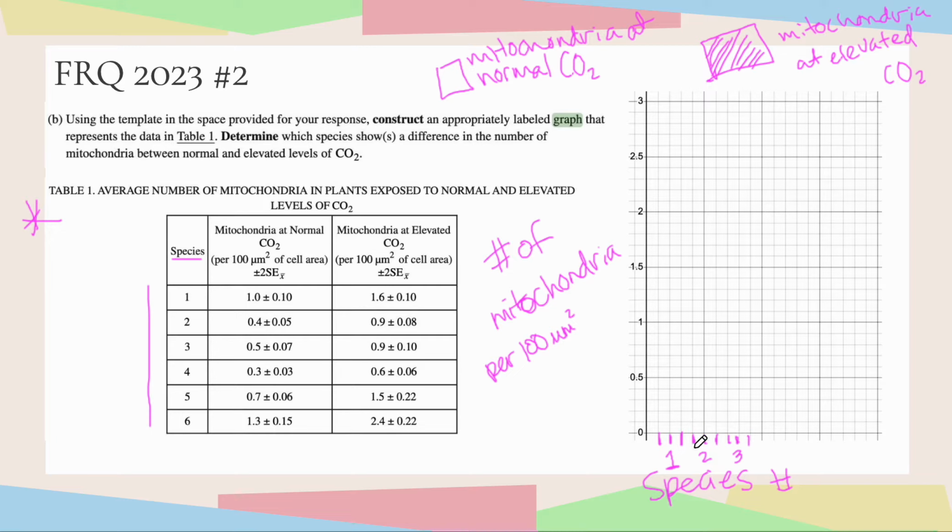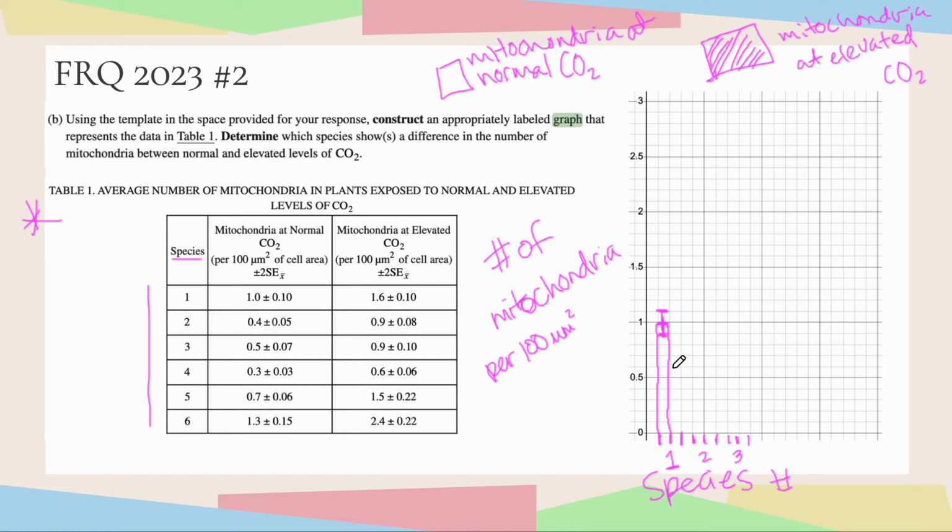So for species number 1, I have a mean of 1 and a standard error of my mean at 0.1. So the height of my bar, I'm going to draw it up to my mean of 1, like so. And then for my standard error, I'm going to go up by this amount from my mean and down by that amount from my mean. So I'm going to go up by 0.1 and I'm going to go down by 0.1. And then I'm simply going to connect that to kind of draw that bar there.